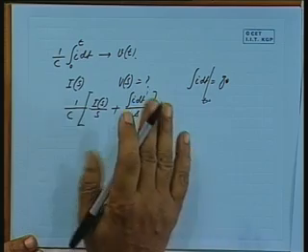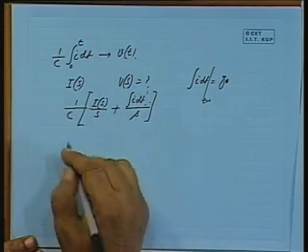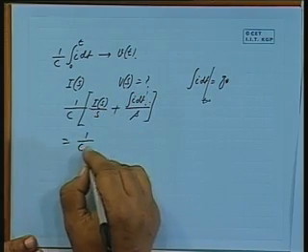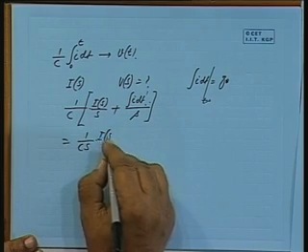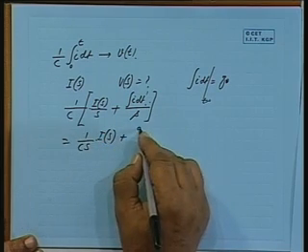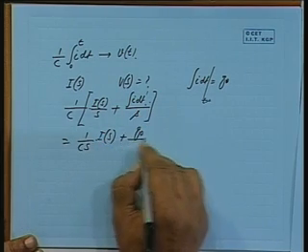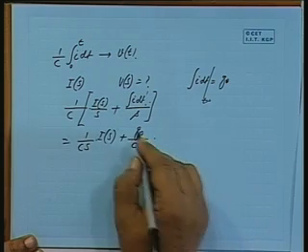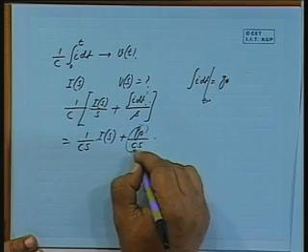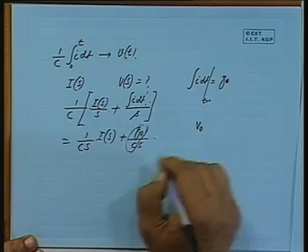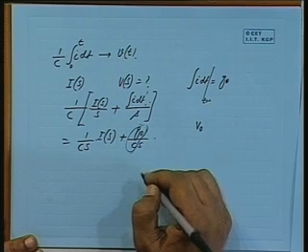If the initial condition is given as 0, then there is no problem. So, 1 by Cs into Is plus Q naught by Cs. Q naught by C is nothing but the initial voltage across the capacitor. So, V naught by s.